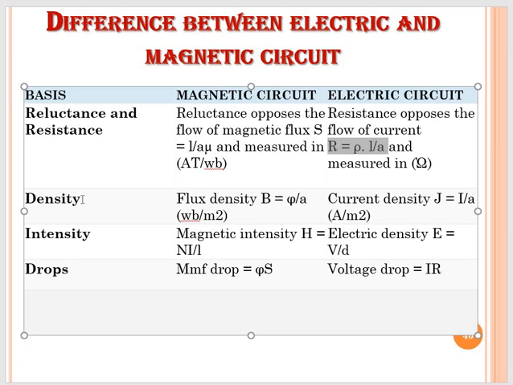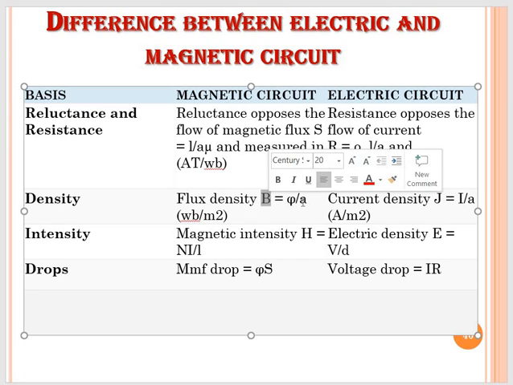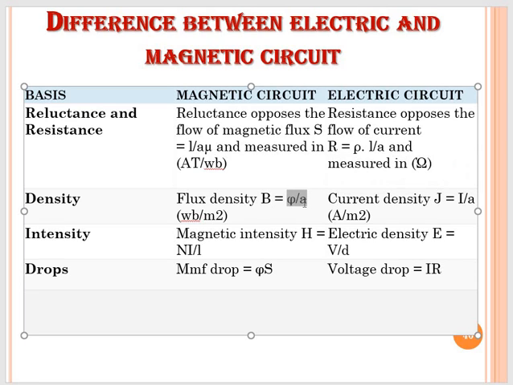Now density. Flux density is denoted by capital B, and it is given by phi divided by A. Flux density is measured in Weber per meter square. Same for the current density J. Current density is denoted by J and is given by I divided by A. The unit for current density is ampere per meter square.